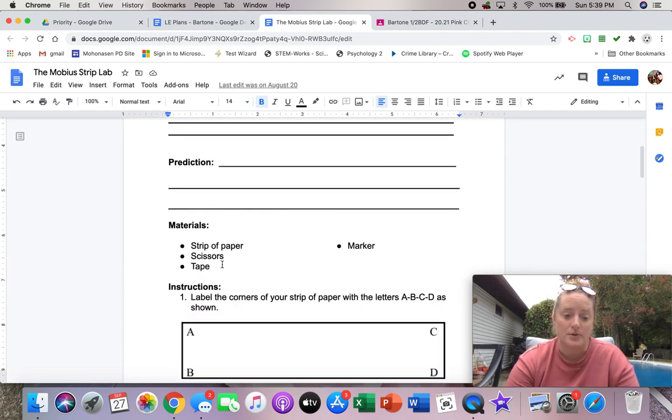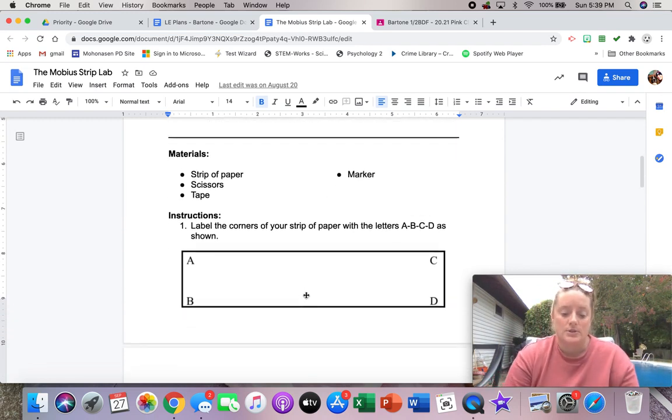Materials you'll need: strip of paper, scissors, and tape. Hopefully you looked at my new supply store section of the agenda if you're an all virtual learner and you were able to know ahead of time that you needed scissors, you needed tape, and you need that piece of computer paper. So we'll try to let you know.